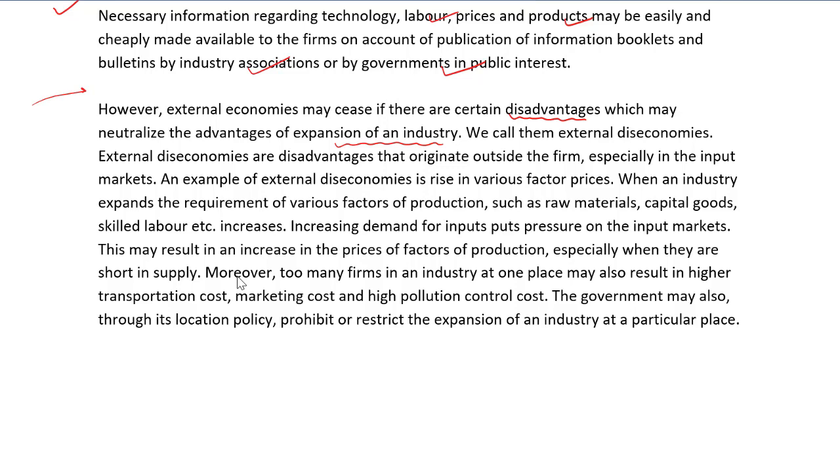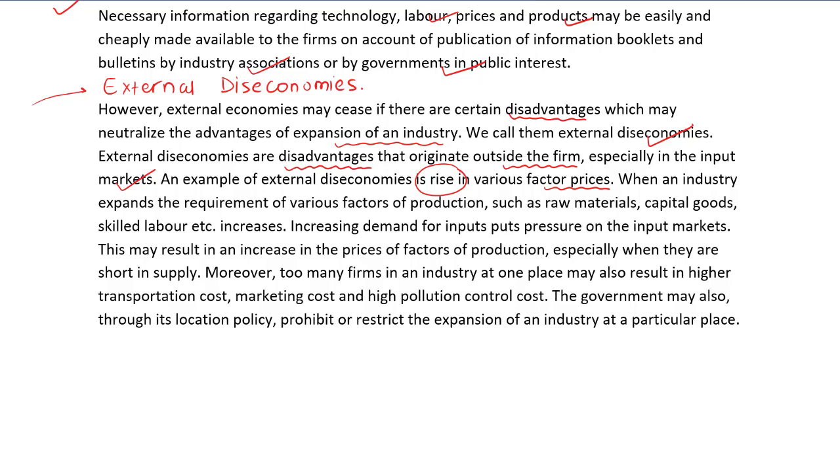So over here in this point we are talking about external diseconomies. We call them external diseconomies. External diseconomies are disadvantages that originate outside the firm, especially in an input market. An example of external diseconomies is rise in various factor prices.